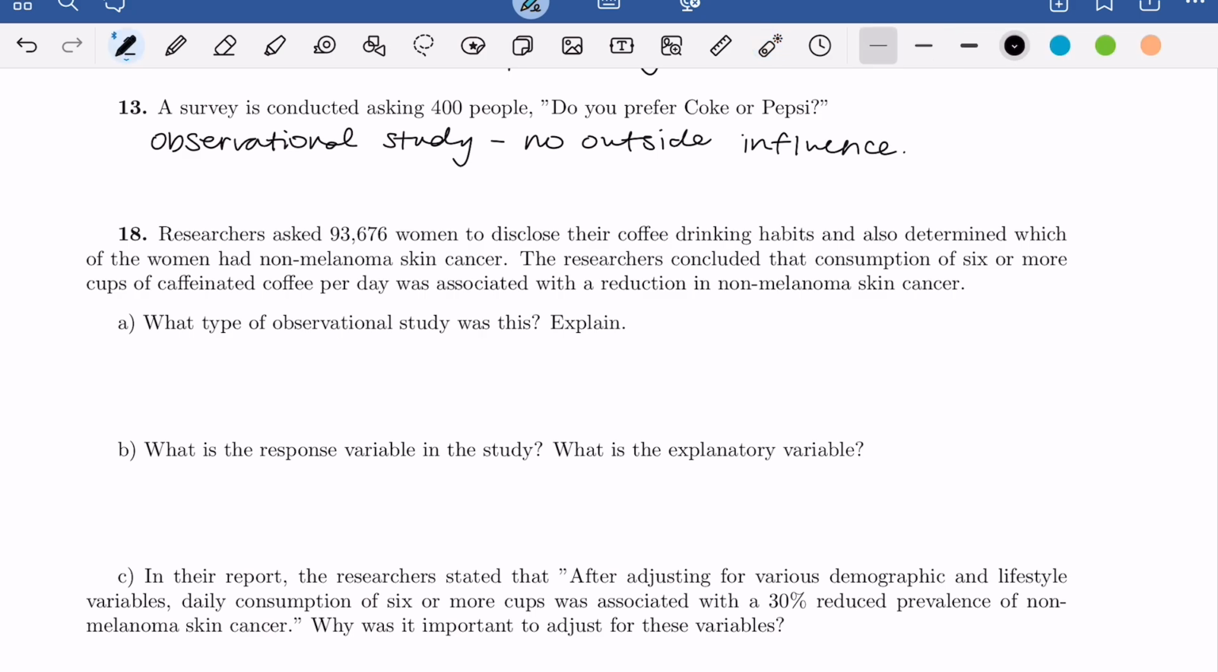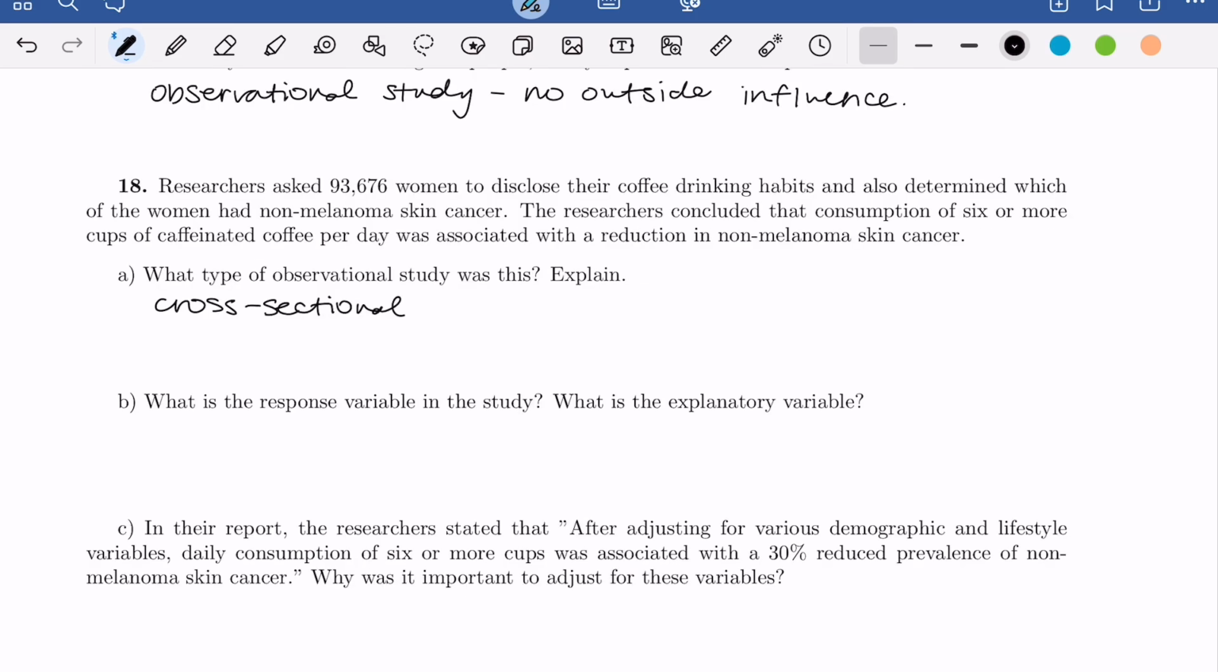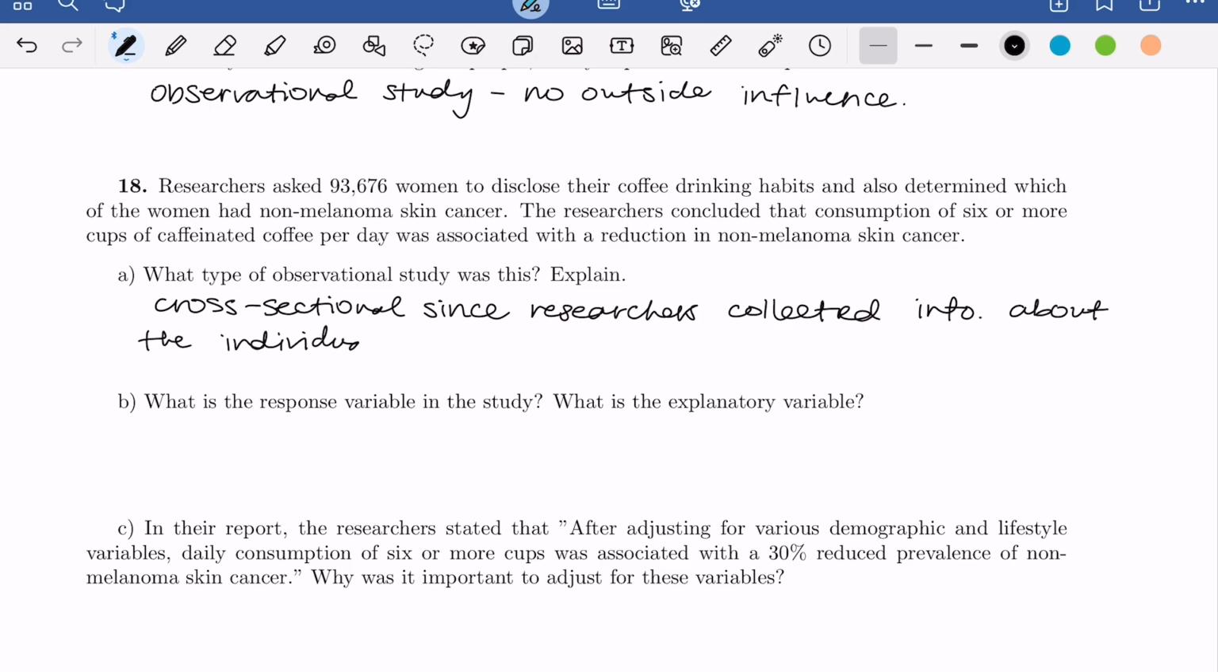So, in this case, this is an example of a cross-sectional observational study. And this is because the researchers are collecting information about the individuals at a specific point in time. So, that's the exact definition of this type of observational study. So, we'll write that down here. This is cross-sectional since the researchers collected information about these individuals at a specific point in time.